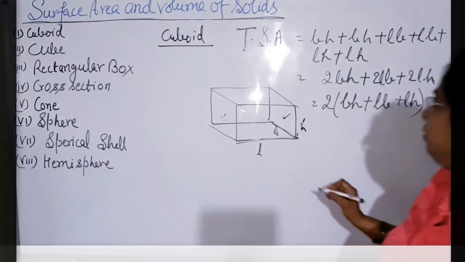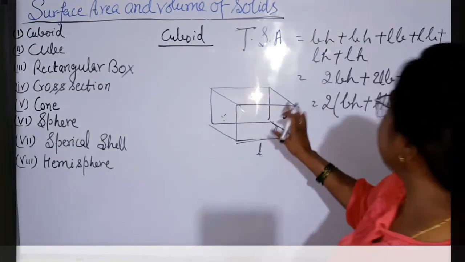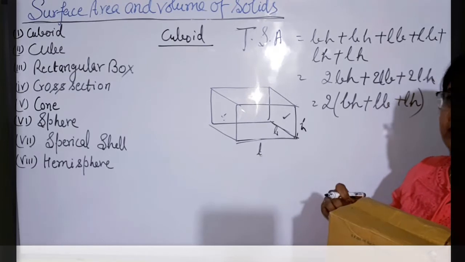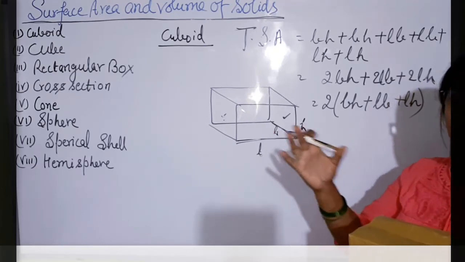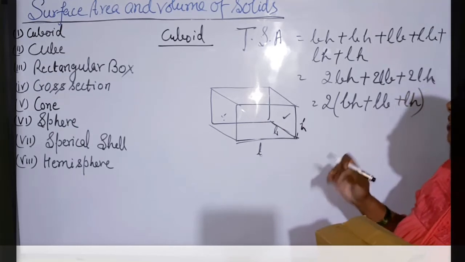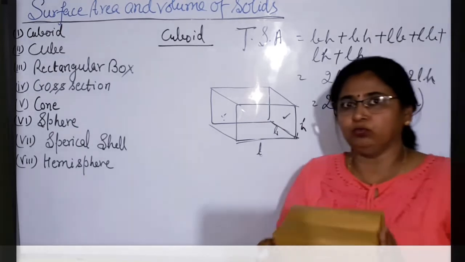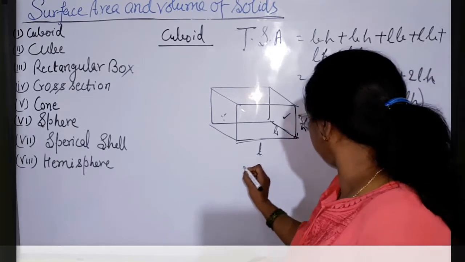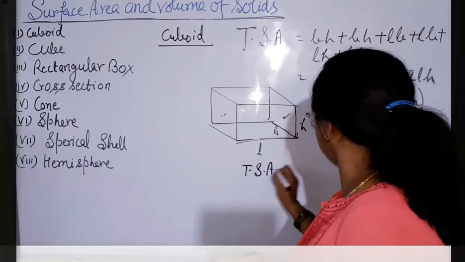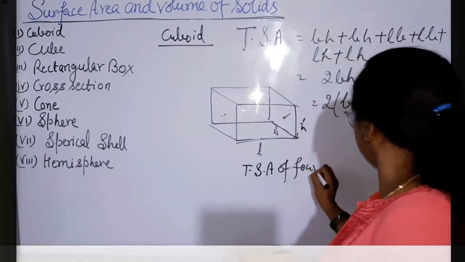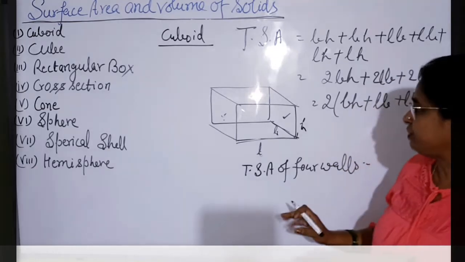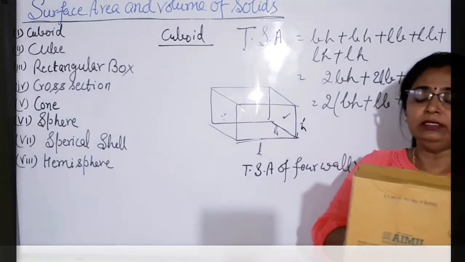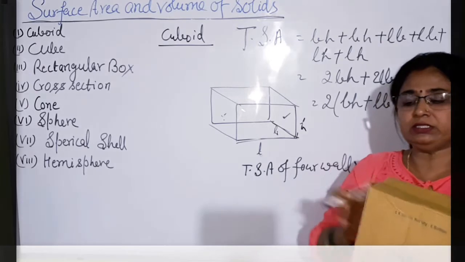In the same way, what is volume? Questions are asked to find out the total surface area of four walls of a room like this. Then what is the total surface area of four walls? That means the total surface area of four walls excludes top and bottom. Only this face, this one is included.